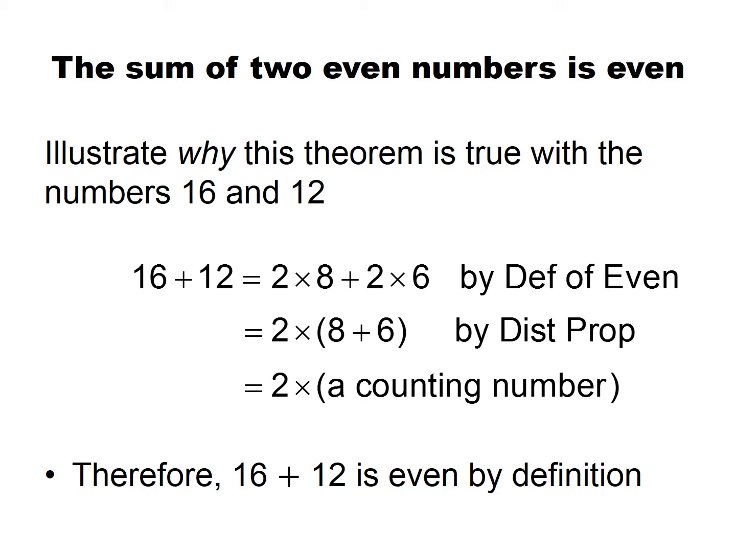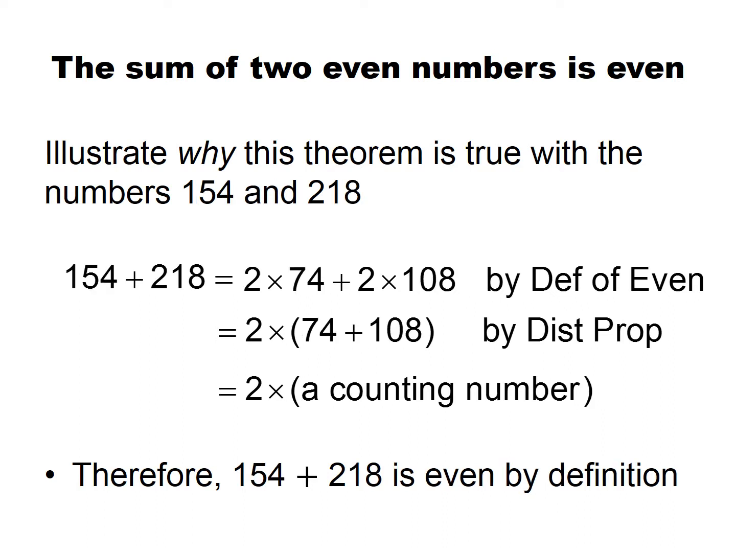But what we've really done here is outline a general strategy that'll work for any set of numbers. There's absolutely nothing special about the numbers 8 and 6 here. All that's really important is that they're counting numbers. And so we could apply this idea to other numbers. As an example, let's do the same problem, illustrating why this theorem is true with the numbers 154 and 218. So I'm going to follow the exact same argument.